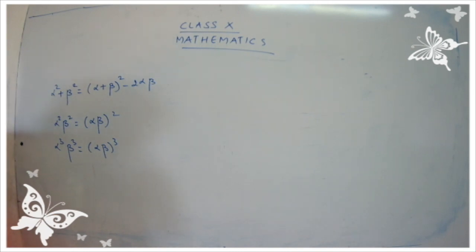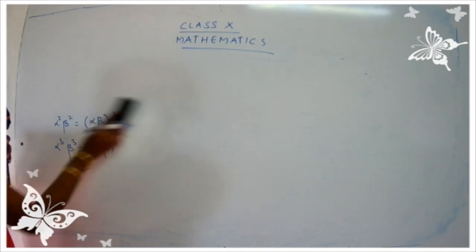So for question number 3, we are going to start with question number 3. For question number 3, we are going to use these 2 formulas. One is the alpha square plus beta square formula, and one we are going to use for alpha square beta square. I have given you a hint so that it will be easy for you to apply in question number 3. Let's start with our class, children.